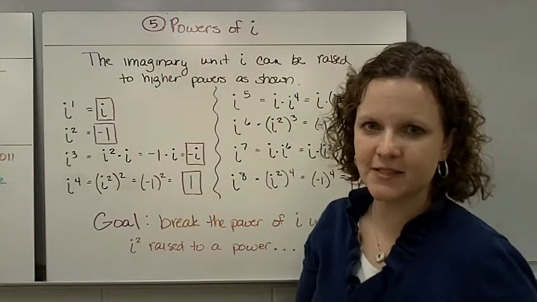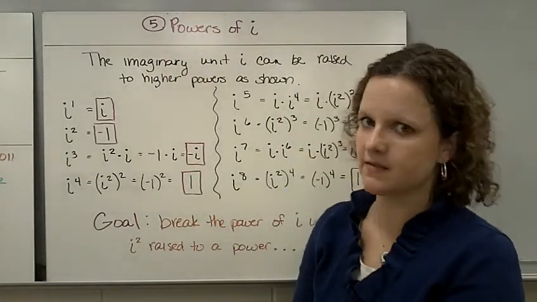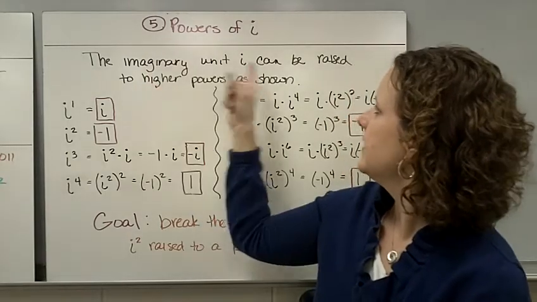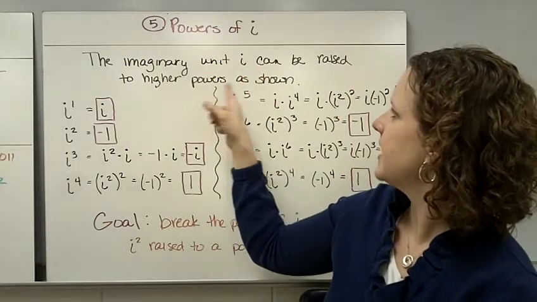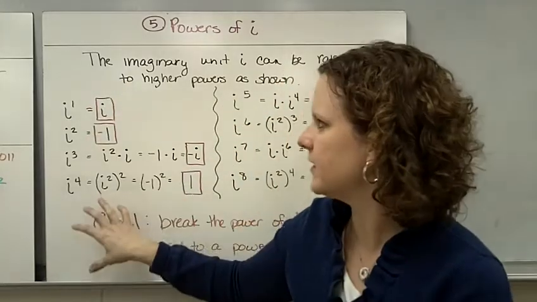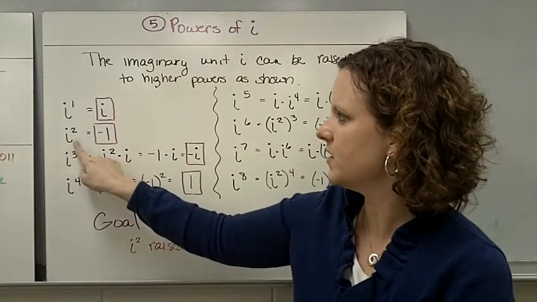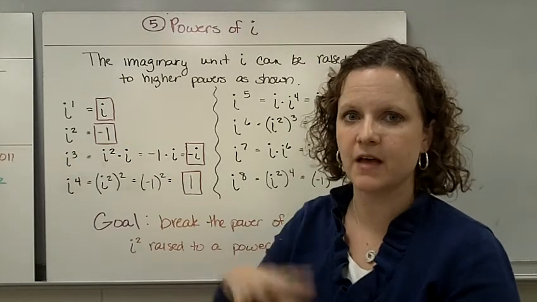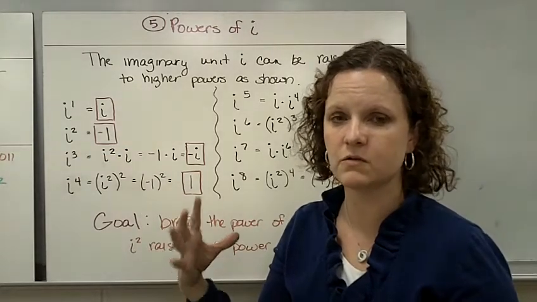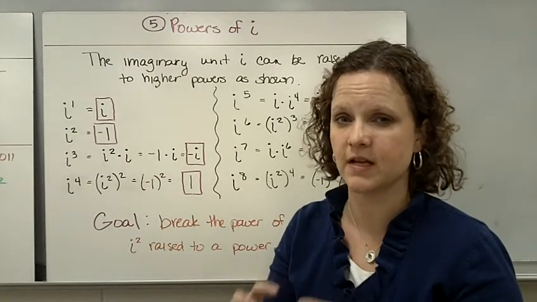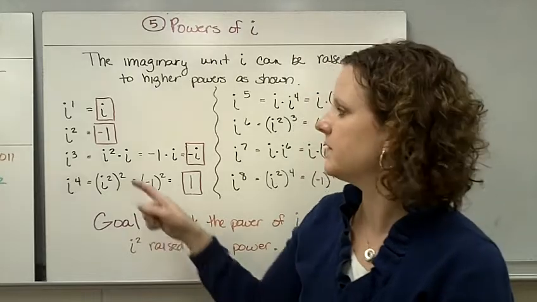Powers of i. This is sort of fun. It's like little puzzles that you're trying to simplify to the smallest parts you can. The imaginary unit i can be raised to higher powers as shown. We're going to go through these. i to the first is i. i squared is -1. We're going to use that i squared, and every time we have a power of i greater than 2, we're going to break it up and try to get it into a power of i squared, because i squared is always -1. It's very easy to simplify.